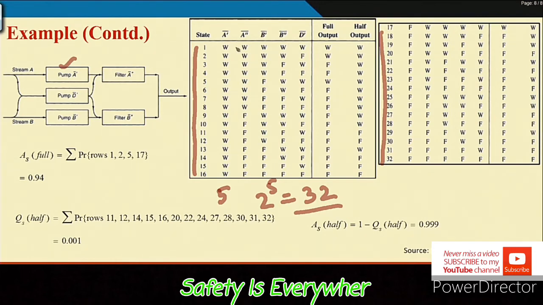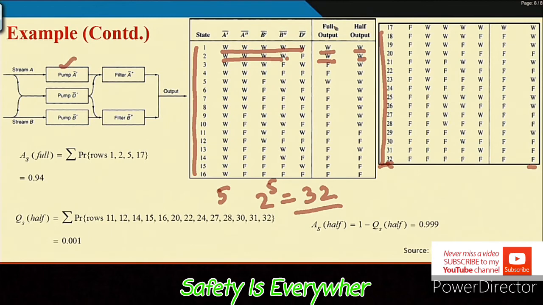So first combination, W means working, everything working. What will happen? Full output is possible or not? Working. Half, obviously full is there, half is there. Second one, as per requirement at least 2 of the streams work. So that's why second one, if first 4 work, full possible, half also possible. In this manner, like last one, when all fail, fail. So you have 32 combinations.